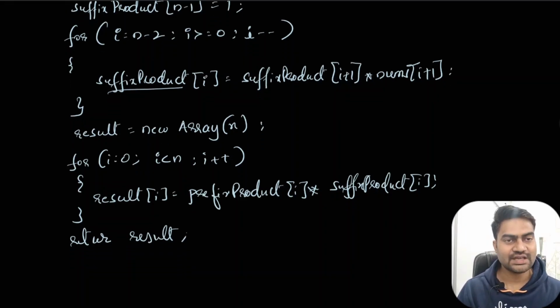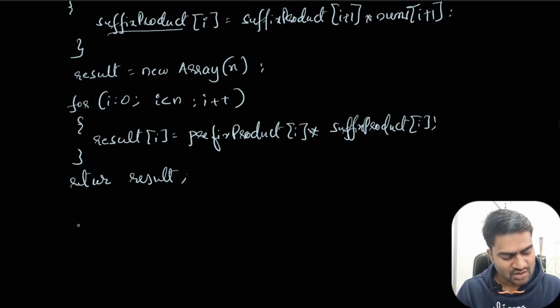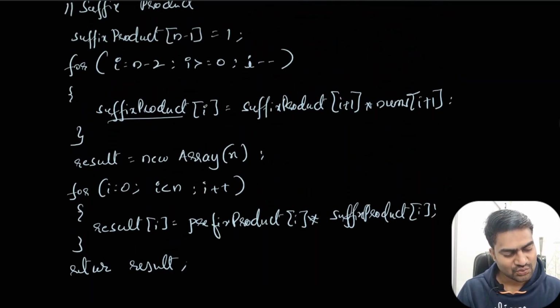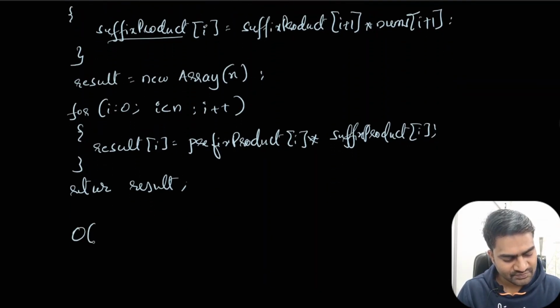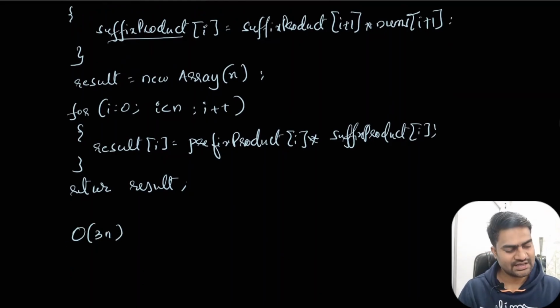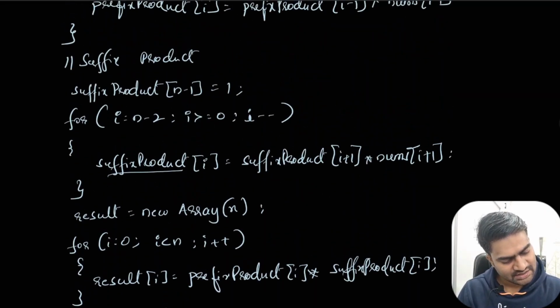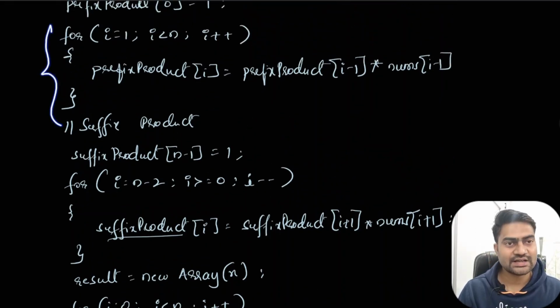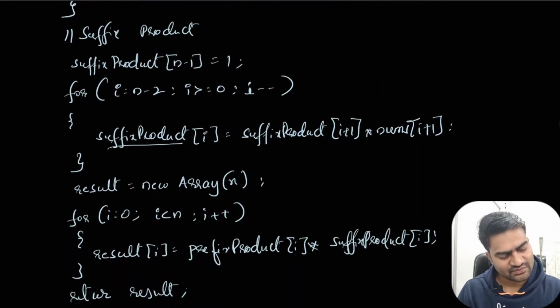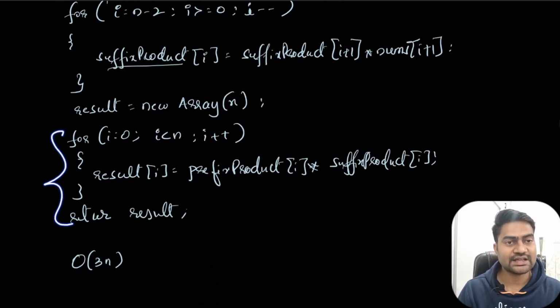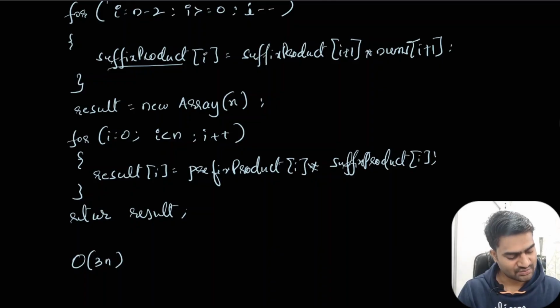Okay, so this way we will be able to boil down the time complexity from O of n square to O of 3n here. Correct, right? Why? So to find the prefix product, this is O of n. Again for suffix product it is O of n. Then for finally finding our result array, we need again O of n. So basically it is order of 3n time complexity.